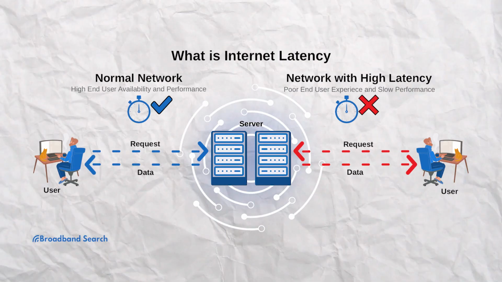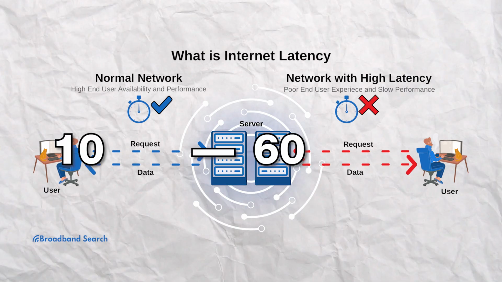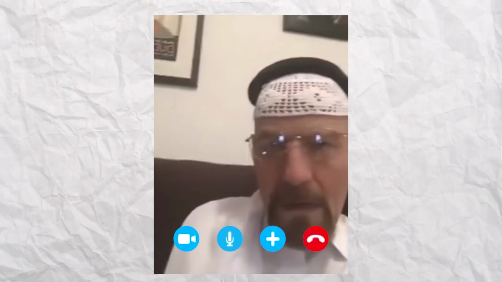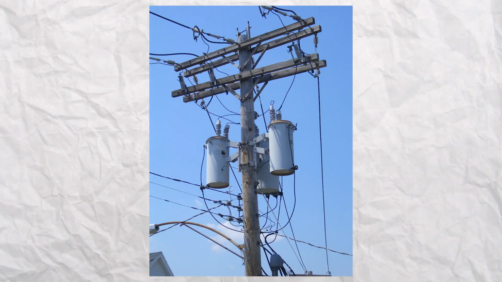The latency performance of DSL connections is much better than dial-up, typically ranging from 10 to 60 milliseconds. This improvement makes activities like streaming, video calls, and online gaming practical for the first time on a home internet connection. DSL works best for small households in areas where cable internet isn't available but telephone infrastructure exists.